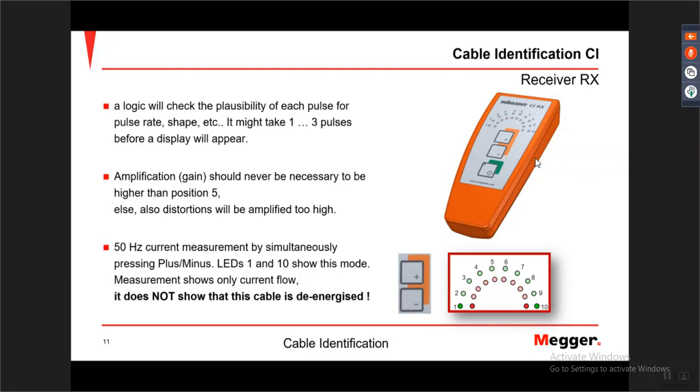It has a 50 hertz current measurement. If you simultaneously press the plus and minus LEDs, 1 and 10 will show this mode. And what it will show is a 50 hertz supply running through the cable. It does not prove the cable is dead. It just shows there is a 50 hertz signal there, which could be an induced voltage, or it could be the cable is energized.